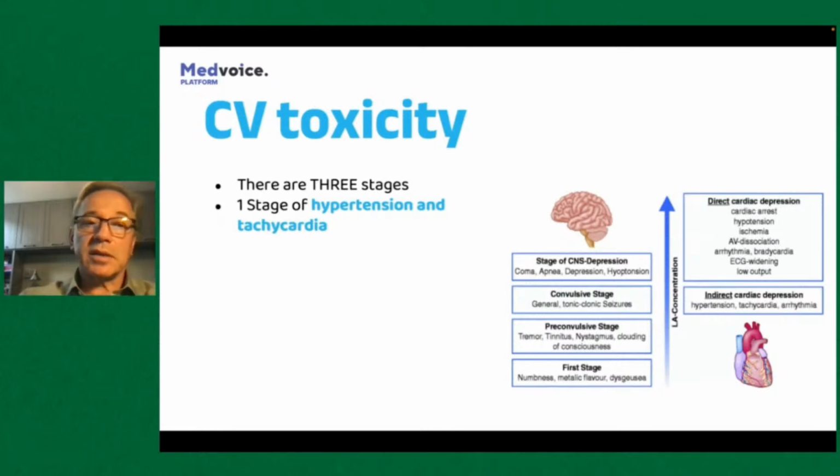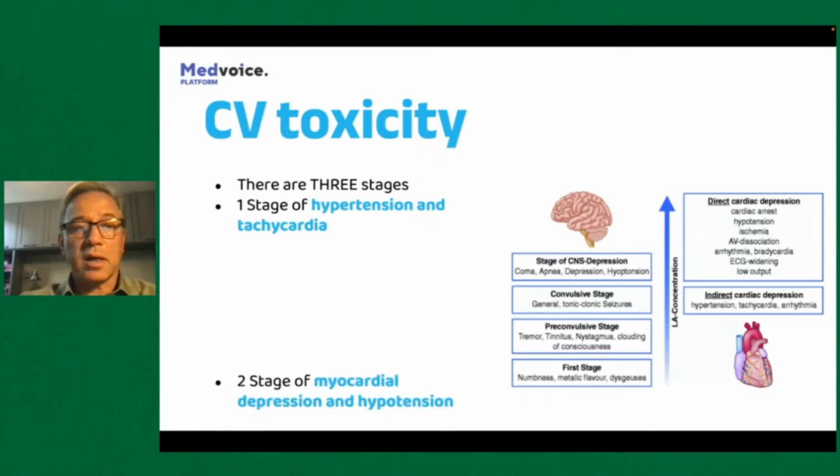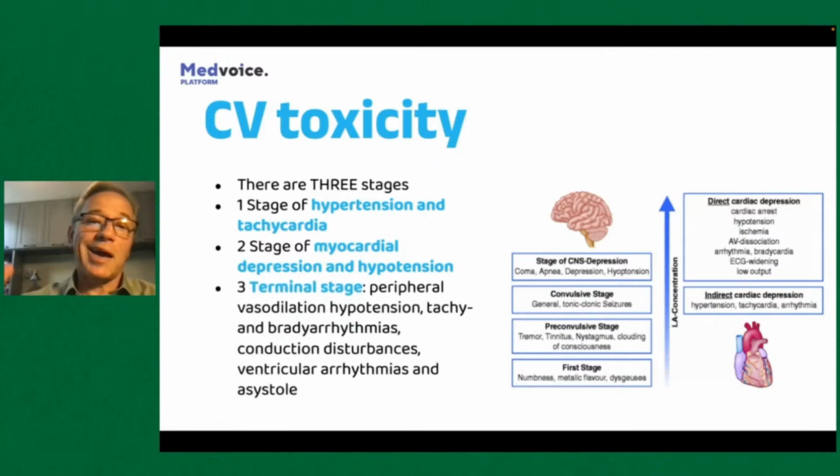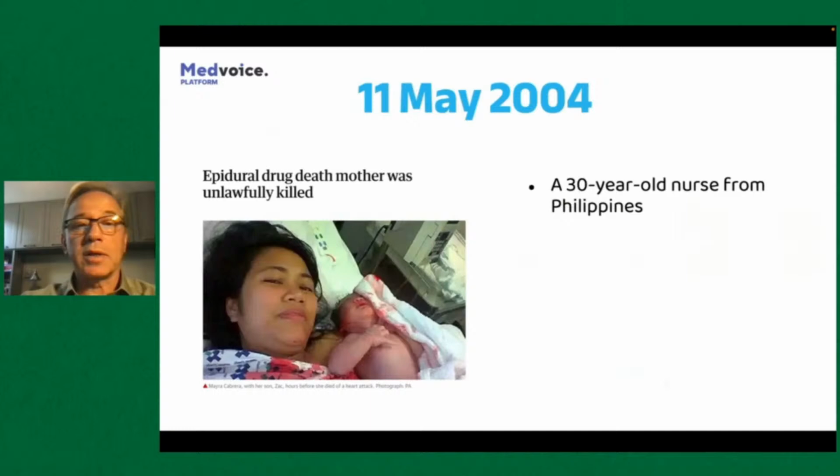Cardiovascular toxicity is classically described in 3 stages. First stage of hypertension and tachycardia, then second stage of myocardial depression and hypotension, and the terminal stage where you have massive peripheral vasodilation, hypotension with vasodilation, tachybradyarrhythmias, conduction disturbances, ventricular arrhythmias, and eventually asystole.